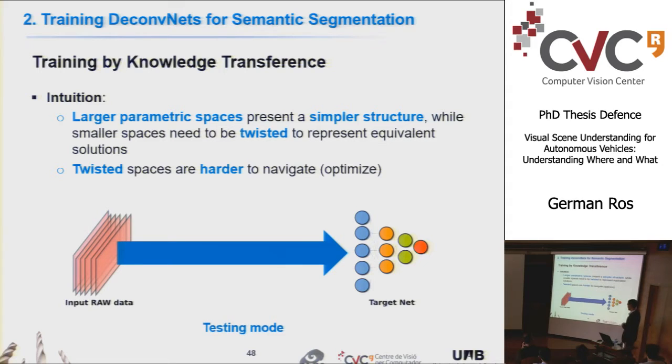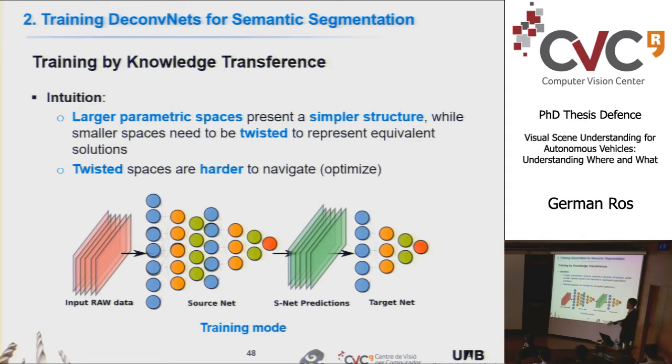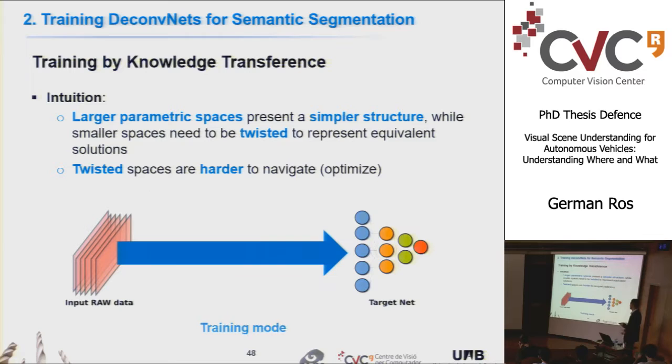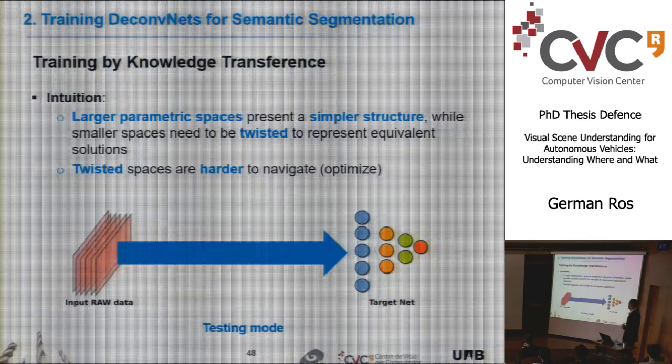So here you can see the target net during testing. During training, we first take the input raw data, put it through the source net, which in this case is going to be an ensemble of FCNs, get the predictions, for example, the probability distribution, as I said, and use that to train the target network that we are interested in using cross entropy. During testing, it's just as simple as taking the input data and feeding it to the target network. So it becomes completely independent from the other network.